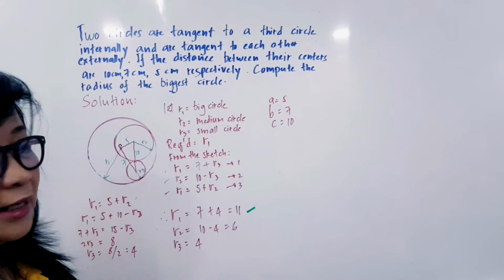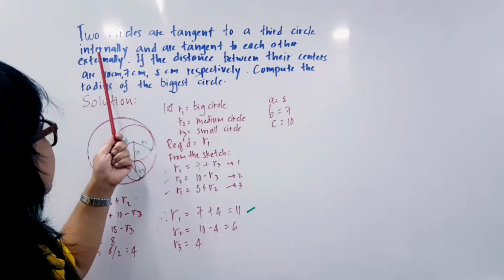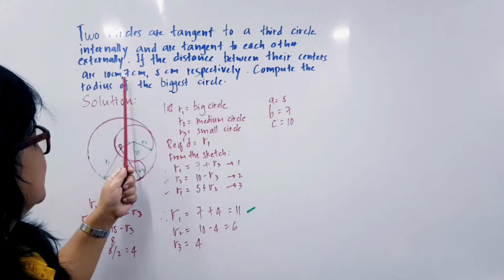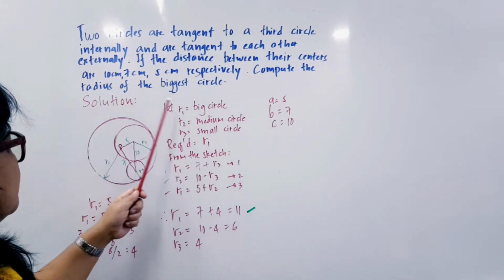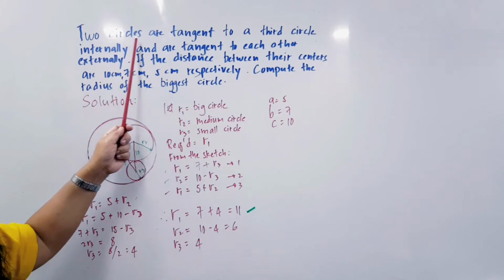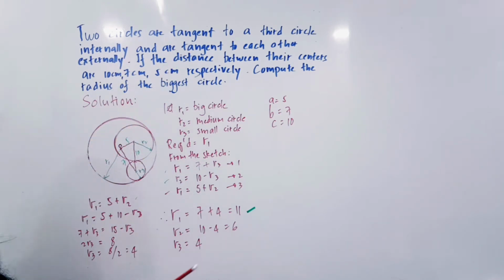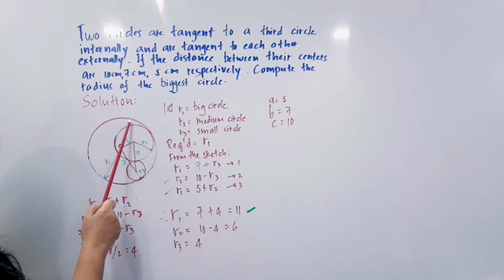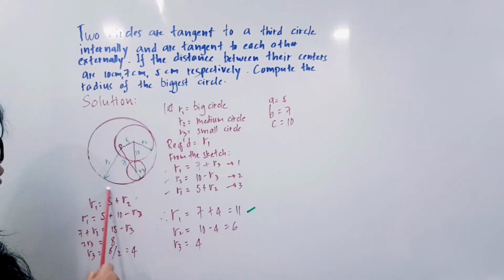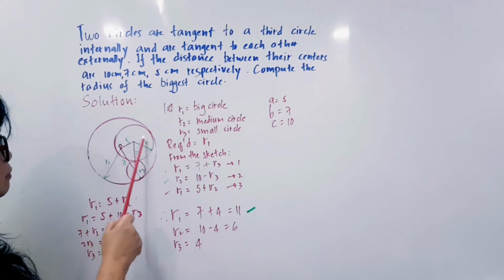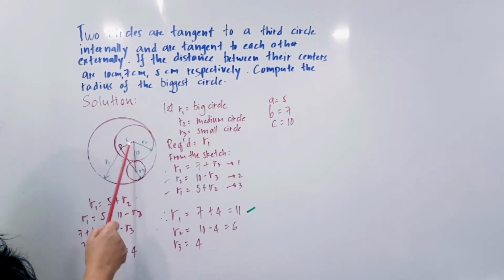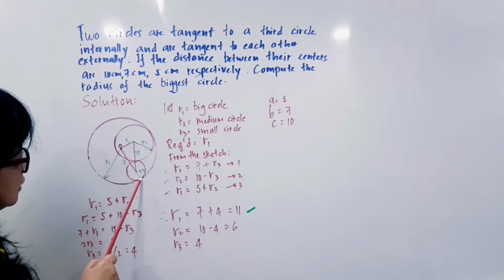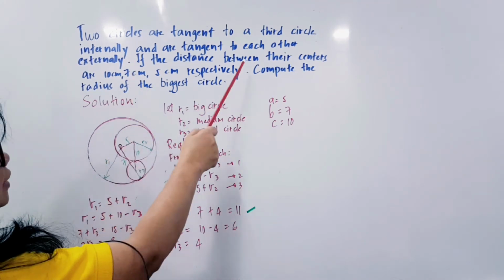Another question. Two circles are tangent to a third circle internally and are tangent to each other externally. If the distance between their centers are 10, 7, and 5 respectively, compute the radius of the biggest circle. Now, yung ibig sabihin ng two circles are tangent to the third circle, tangent internally, that means sa loob. So, yung malaki dito, yun ang third circle natin. Tapos yung dalawang medium at saka small, tangent internally, that means it touches at one point, and the other circle at another point, and also tangent to each other externally.